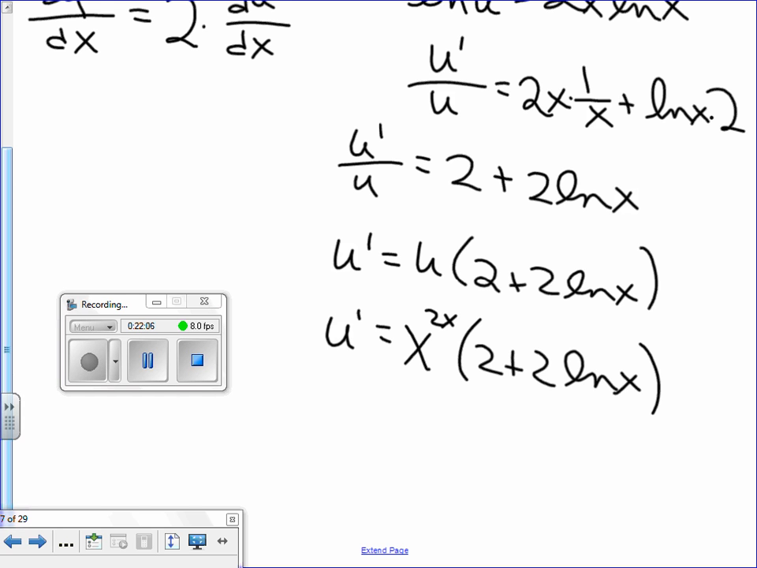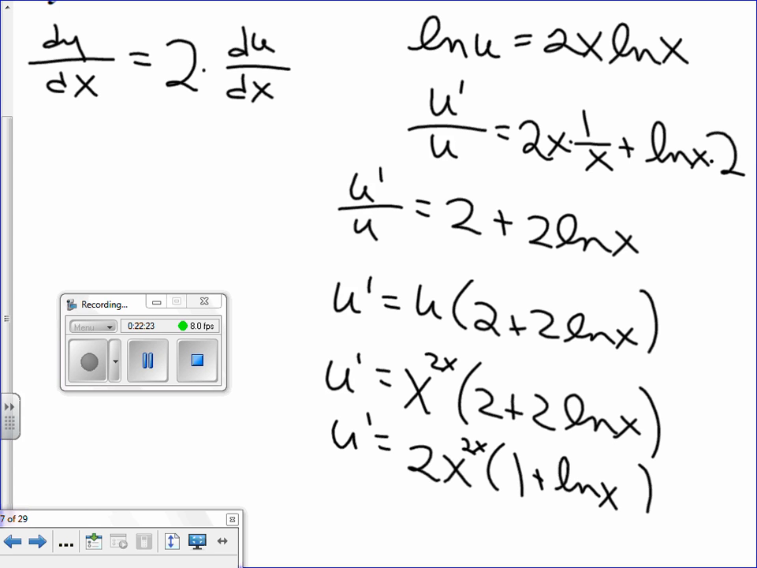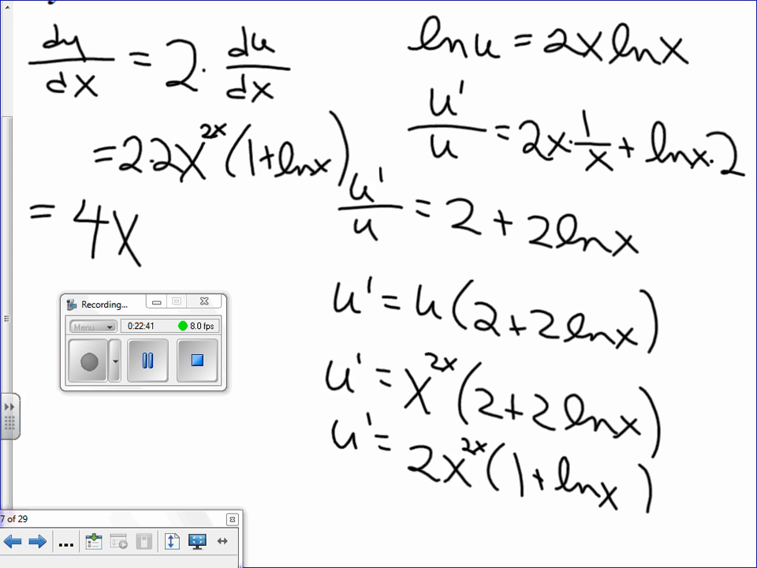Actually, if we pull out a 2, because we still have to multiply that by 2, right? So dy dx, I'm actually going to pull out the 2 first. So this is 2 x to the 2x times, what would go in here? 1 plus ln of x. And I have to multiply that by 2, to get dy dx. So 2 times 2, well, I'll write it out first. X to the 2x times 1 plus the ln of x. Our final answer is 4 x to the 2x times 1 plus the ln of x.